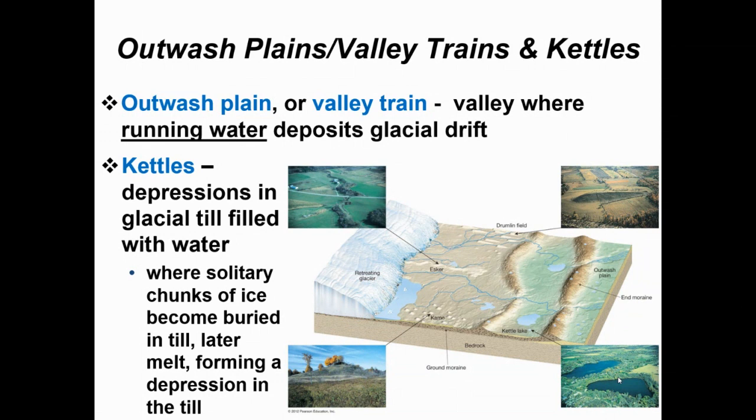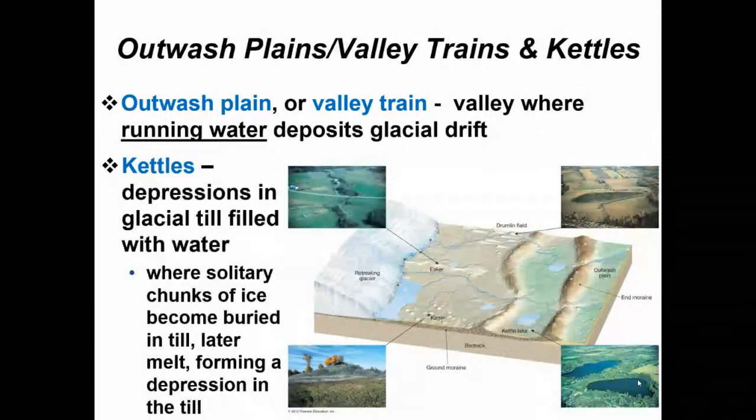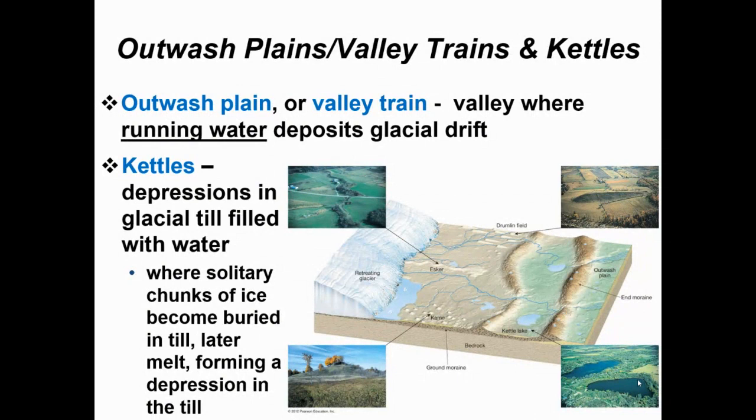Then when that chunk finally melts, the water just typically is retained in that depression. And so initially the water from the kettles is from the little chunks of the glacier that fell off, but of course they're recharged nowadays by precipitation and groundwater.